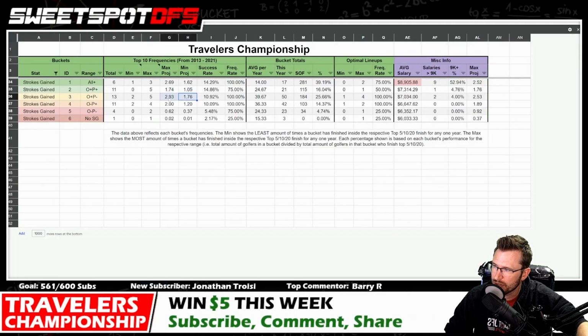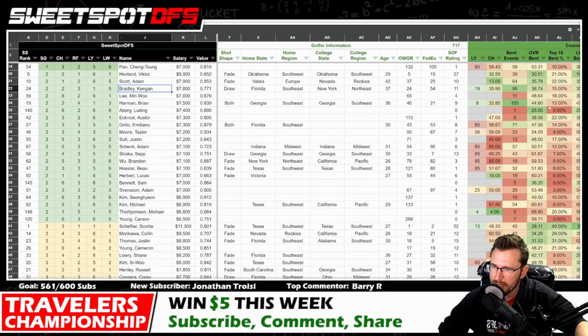Next bucket, strokes gained 3, 1 to 3 here as well. And this one's going to be headed by Scottie Scheffler.